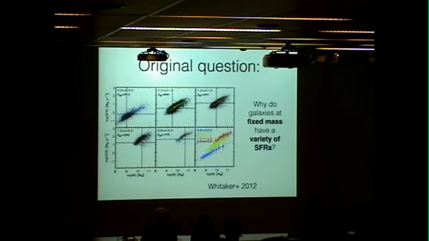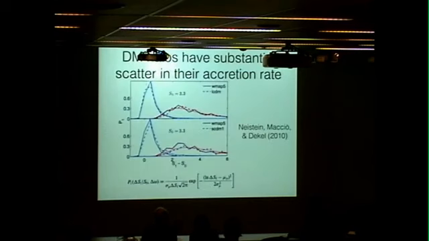formation rates? So one obvious culprit here is the fact that dark matter halos are known to have a substantial scatter in their accretion rate. If you look at the difference in mass of a dark matter halo at 2 different times, you find that in a dark matter only simulation you get a log normal distribution in your accretion rates. So that's a good candidate for producing scatter in your star formation rate.